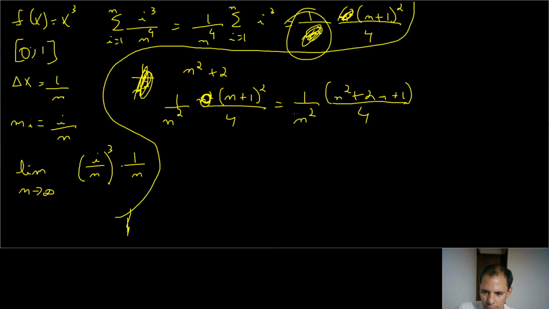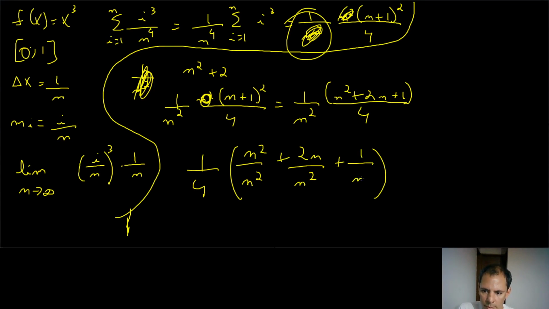Man, what a class. Okay, so this 1/4, I'm going to switch these two. So it's going to be 1/4 times what? n squared divided by n squared plus 2n divided by n squared plus 1 divided by n squared. As n approaches infinity, this will go to 0, this will go to 0, this will go to 1, and what do you have? 1/4.